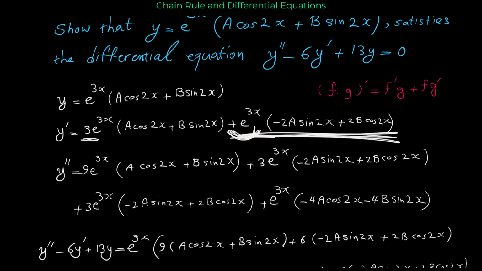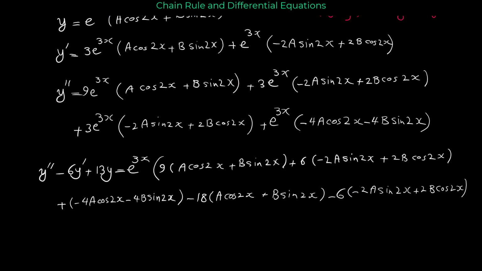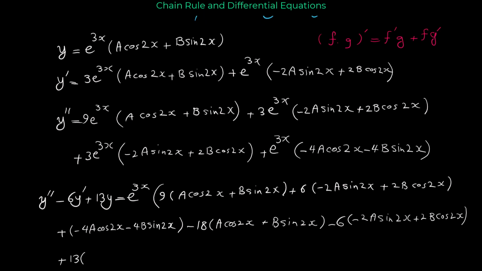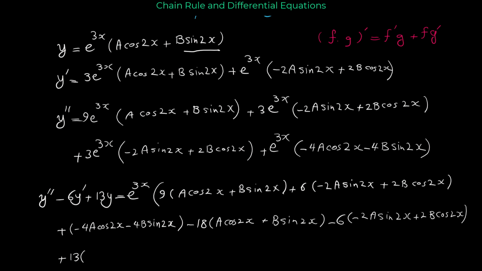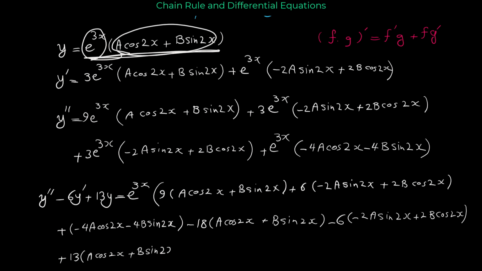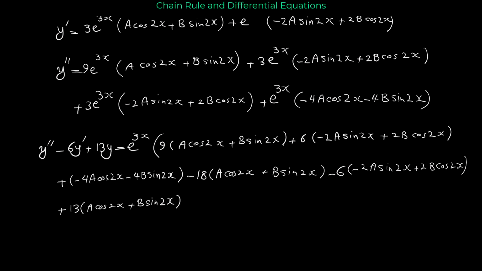And finally, plus 13y. So plus 13 times y. y is this expression, but we factored this, so we have to write only a cosine 2x plus b sine 2x. And don't forget to close this bracket that you opened here. You have to close it here.